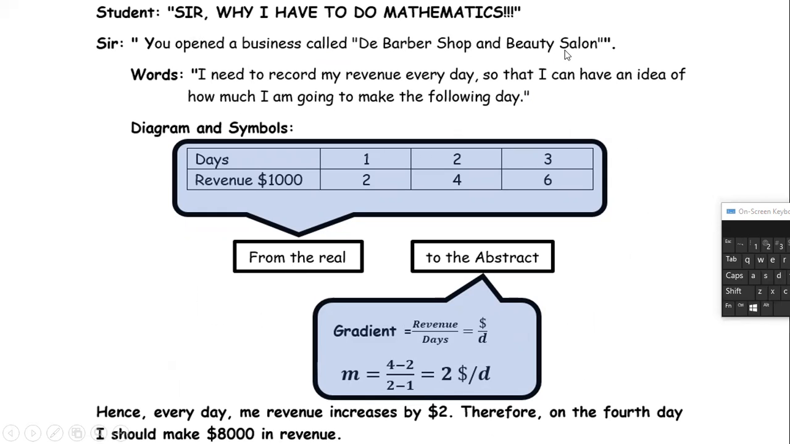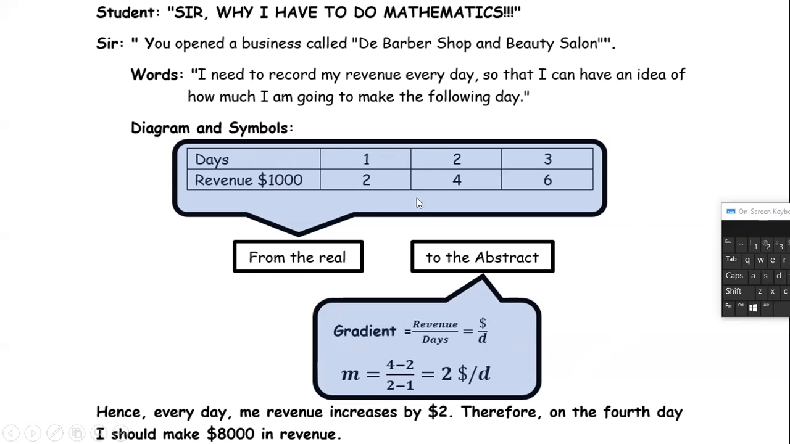All right, you open a business in your community, wherever you are, and you say the Barber Shop and Beauty Salon, cutting and beautifying. Words you might say in your mind: I need to record my revenue every day, so that I can have an idea of how much I'm going to make the following day. So you want to see the trend of your revenue. Then you're going to create a diagram, a table, and you're going to start to record.